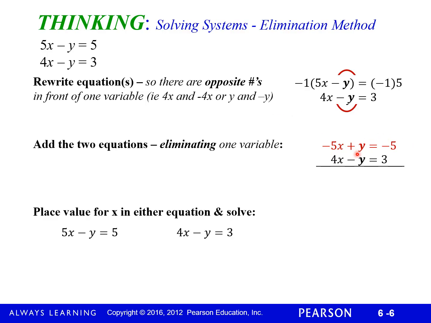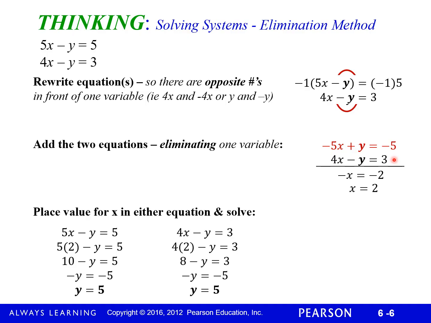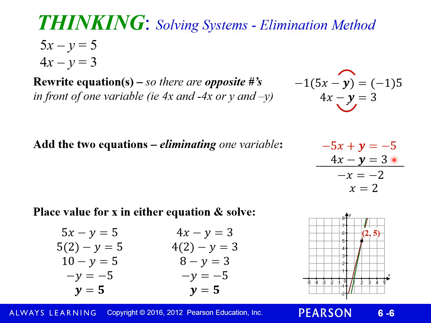Well, as soon as we have opposite numbers in front of one of the variables, we can add the two equations, the x values, the y's, and the constants. And notice what happens is we eliminate one variable. So -5x plus 4x is -x, positive 1y plus -1y gives us 0y, so they disappear, they are eliminated, and -5 plus 3 is -2. And again, we can multiply both sides by -1, and we get the answer x equals 2. And of course, we just plug that in, which we've already seen. I'm not going to go through that, and we have the same answer.